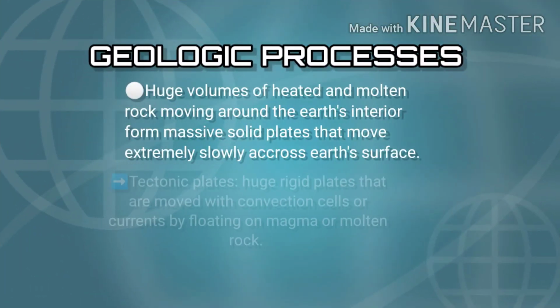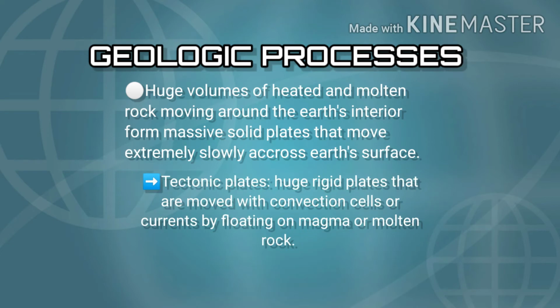Geologic processes. Huge volumes of heated and molten rock moving around the Earth's interior form massive solid plates that move extremely slowly across the Earth's surface. Tectonic plates: huge rigid plates that are moved by convection cells or currents, floating on magma or molten rock.